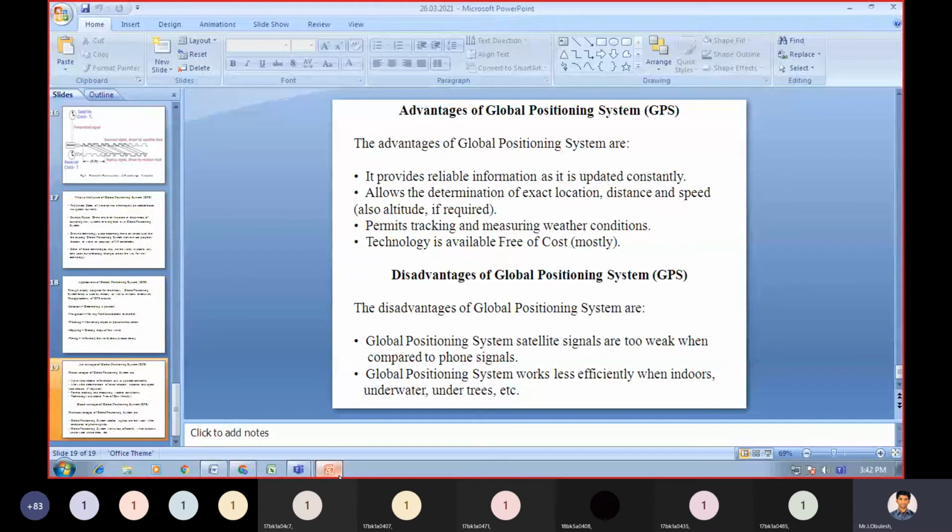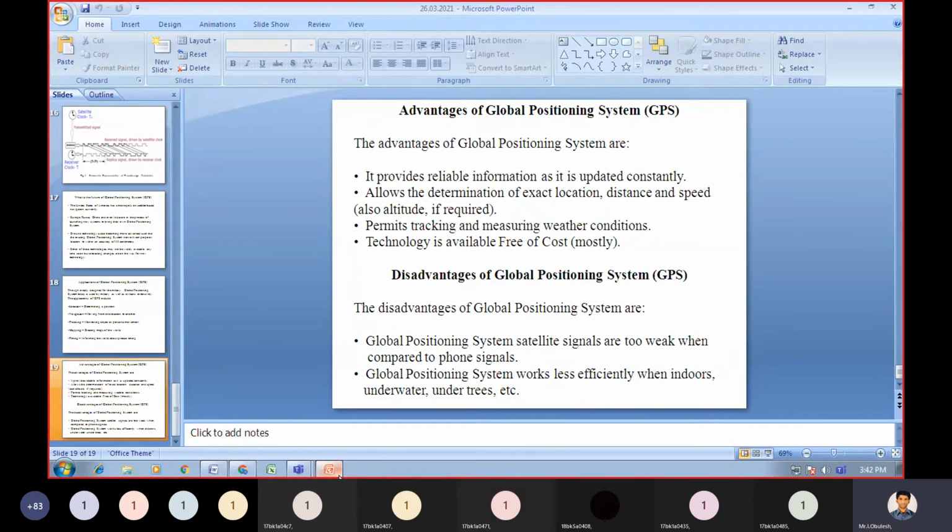Then coming to disadvantages, we have a few disadvantages for the global positioning system. Those disadvantages are: GPS satellite signals are too weak when compared to phone signals. Why? The GPS satellite signals are radio signals. Because of that reason, those signals are weak when compared to phone signals.